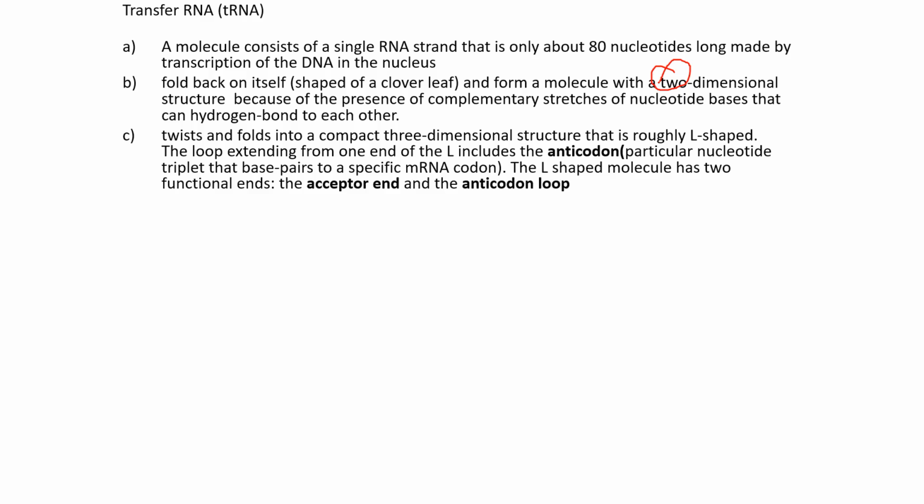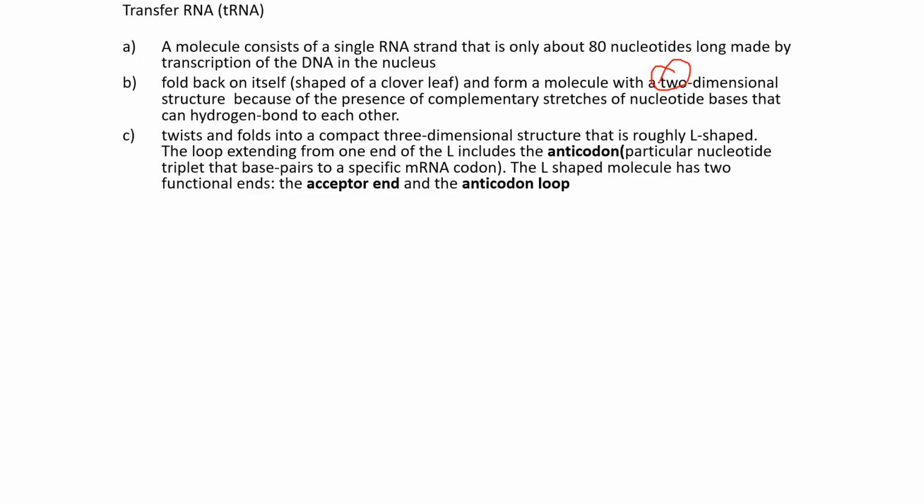Refer to the diagram under these notes. You can see that there are 4 diagrams there that represent the tRNA. One is a 2D structure, and then the others are 3D structures, if I'm not mistaken. This tRNA can twist and fold into a compact 3D structure that is roughly L-shaped. The loop extending from one end of the L includes the anticodon. The L-shaped molecule has 2 functional ends, the acceptor end and the anticodon loop.